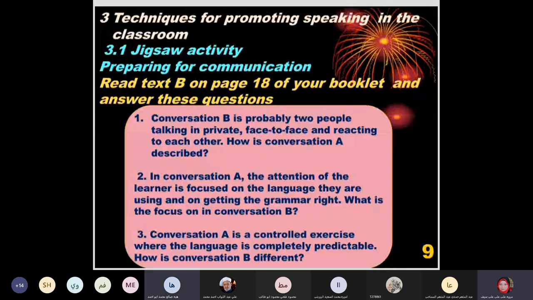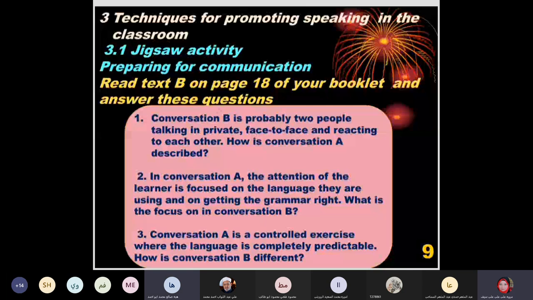Conversation A, predictable, yes, response. Yes, I agree that it's predictable. He was just trying to ask you about the kind of interaction. Okay, is it some kind of private or face to face like conversation B? No, it isn't. It is a public, formalized kind of conversation dominated by the teacher.